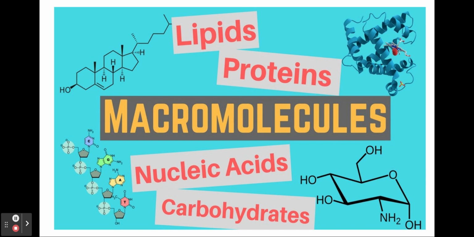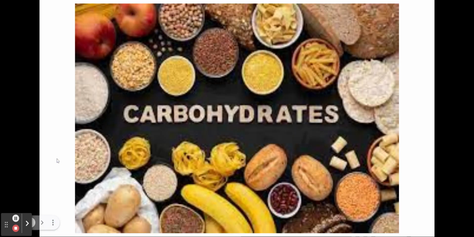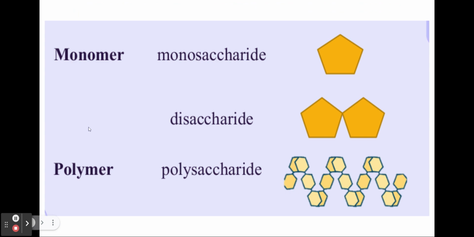So, let's get going. The first macromolecule I'm going to talk about is carbohydrates. The function of carbohydrates is to give us short term energy storage. Now, carbohydrates have monomers and polymers, just like all macromolecules. The monomers are monosaccharides and disaccharides, and the polymers are polysaccharides.